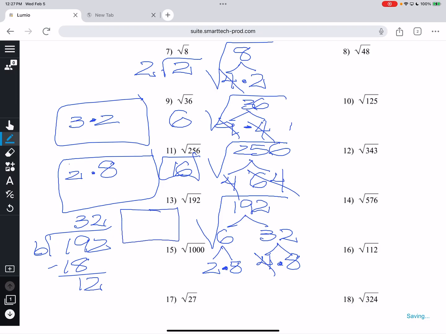What I'm doing with that little square every time, it's kind of like my playpen. I throw all the numbers I pull out into that box, and then we'll multiply them to find the outside number. So we have a 2. All right.